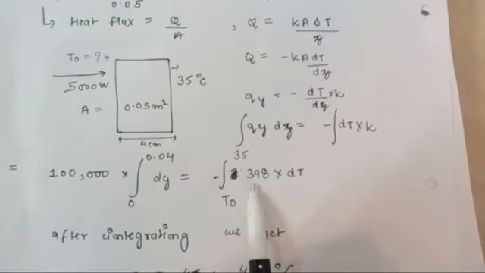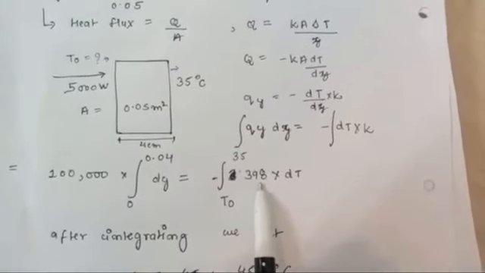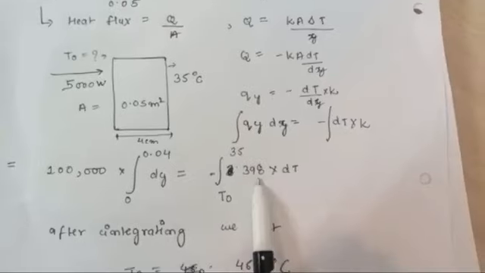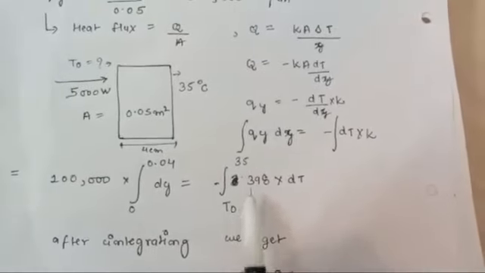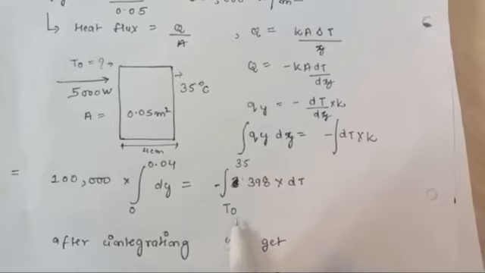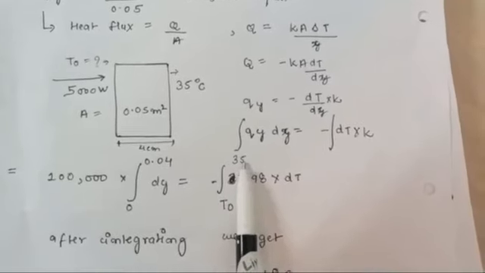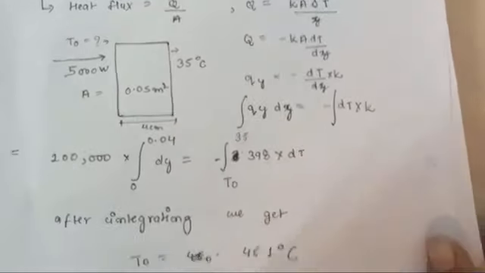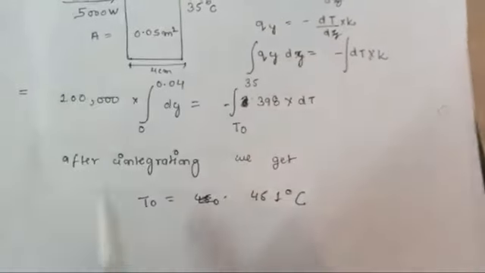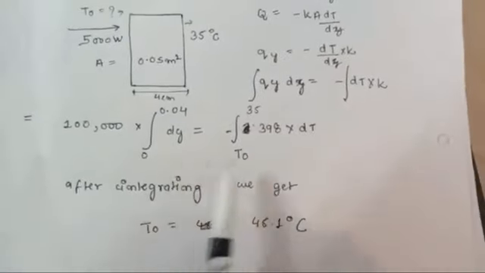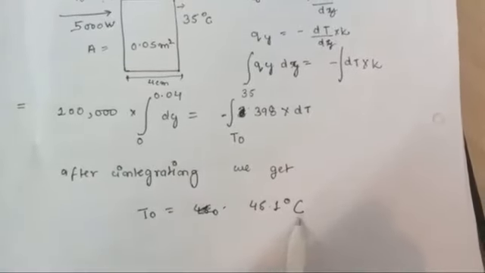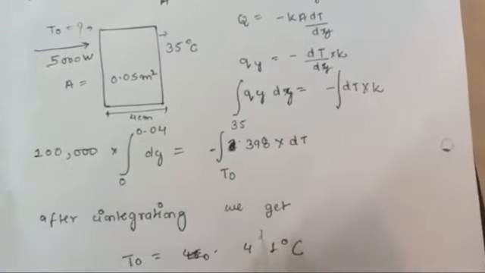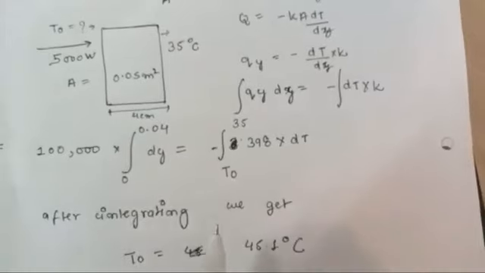Again, we have put the value of k, the thermal conductivity of copper, which is 398 watt per meter Kelvin. We have applied the limit, where the initial temperature is T0 and the final is 35 degrees Celsius, into dT. After integrating and putting the values, we get T0 is equal to 45.1 degrees Celsius. This was one of the simple problems of Fourier's law of heat conduction.